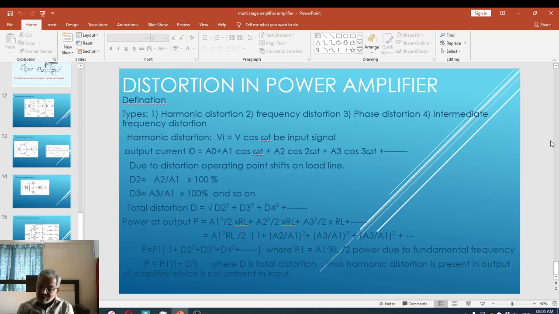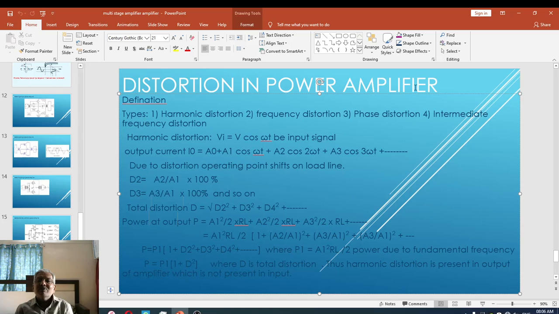Today we are going to study the distortions in amplifiers. So let us begin with the meaning of distortion which is going to be present in the power amplifier.